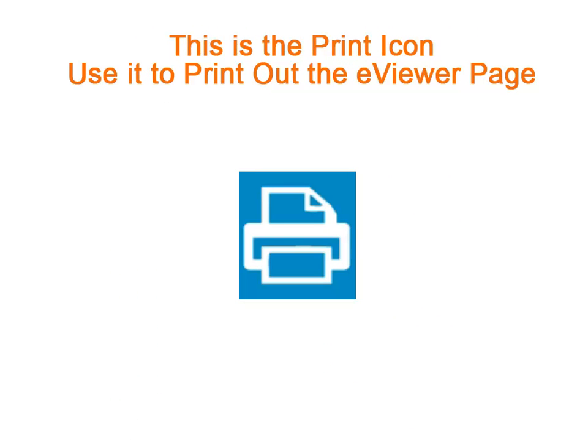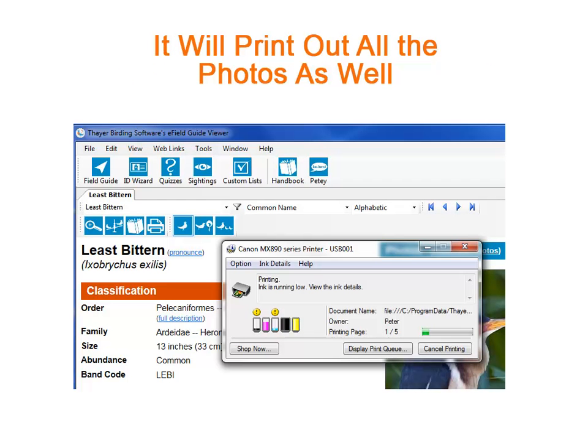The print icon lets you print out the entire eViewer page for a species. This includes all the pictures. We do not recommend printing out all 985 species.